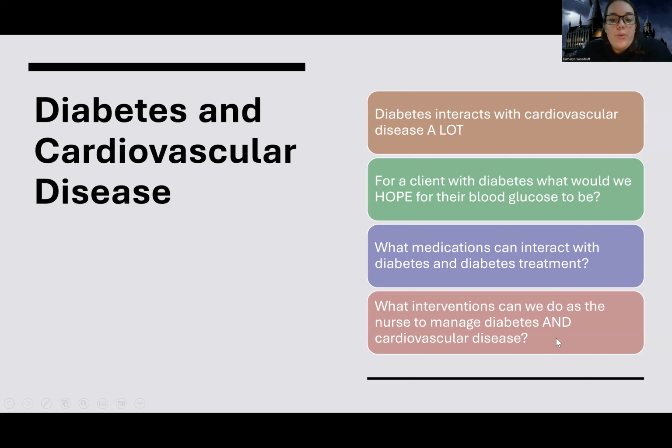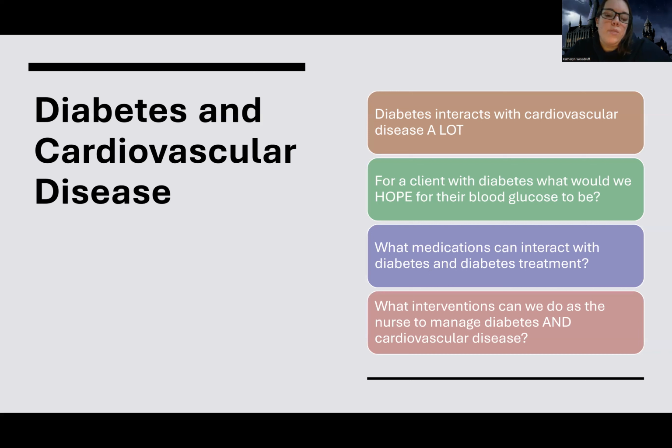So what interventions can we do as the nurse to manage diabetes and cardiovascular disease? When we do their diet, we usually do a heart healthy and diabetic diet. We also manage the diabetes, of course, with lifestyle changes: diet, exercise, weight loss, that kind of stuff. We want to recognize that for exercising, which is great for cardiovascular health, I need to check their blood sugar before, to make sure that they're not exercising with too little or too low of a blood sugar, or that they're not dehydrated.